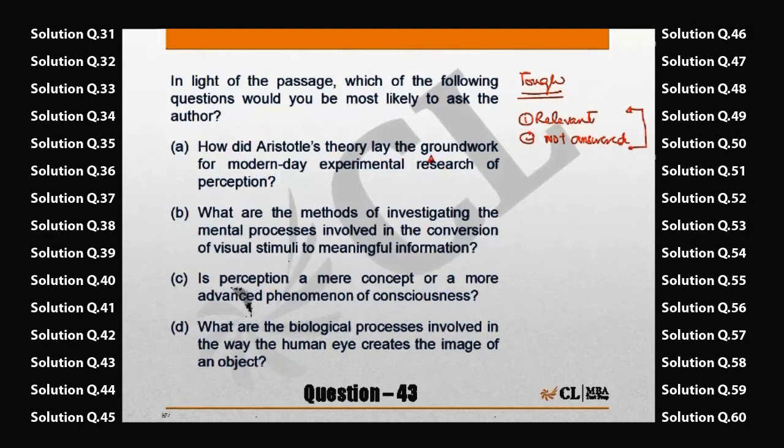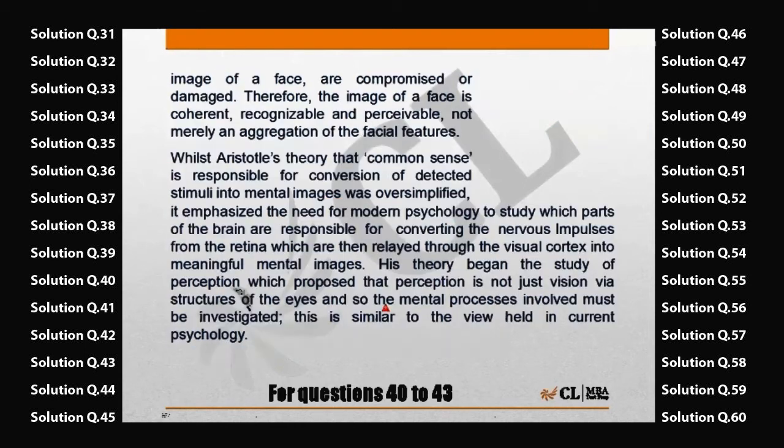How did Aristotle's theory lay the groundwork for modern day experimental research of perception? This is what the passage is all about. The author has already painstakingly explained this. Why would you want to ask this question again? What are the methods of investigating the mental processes involved in the conversion of visual stimuli to meaningful information? Now the question is about methods of investigation. This is not answered in the passage. So this could be a question. So we leave it aside. This is where it ended.